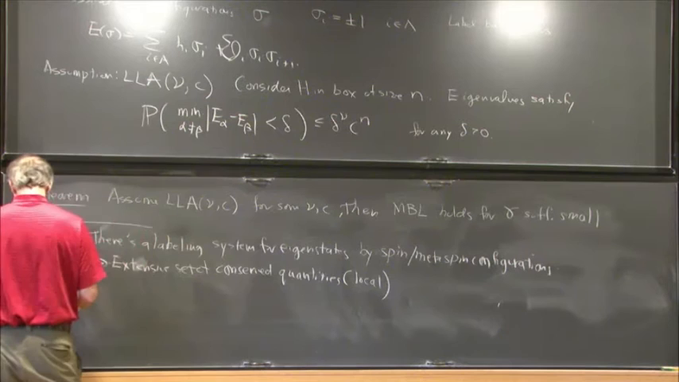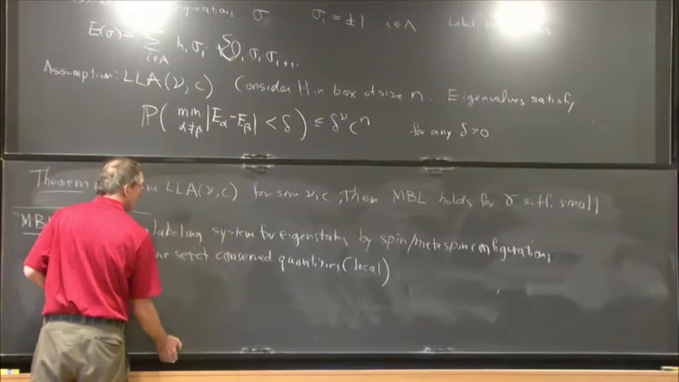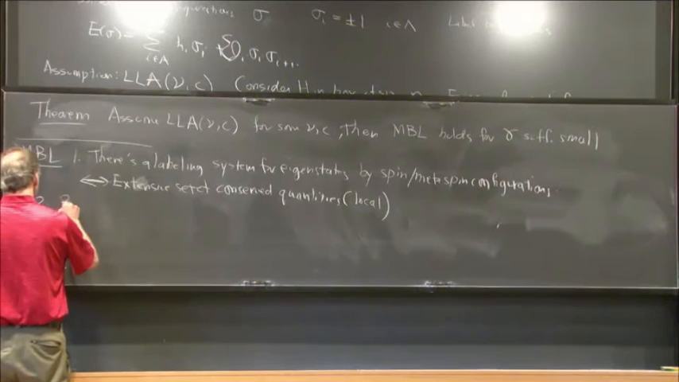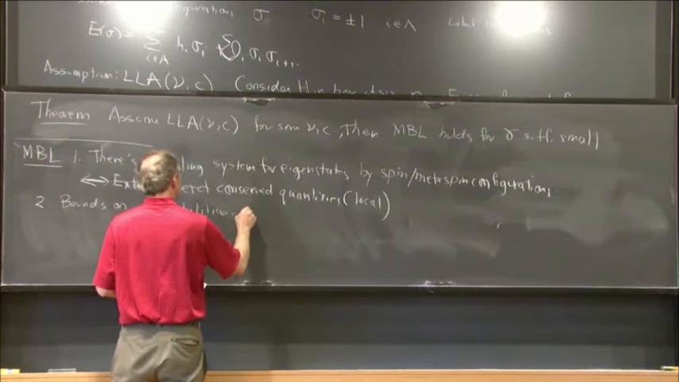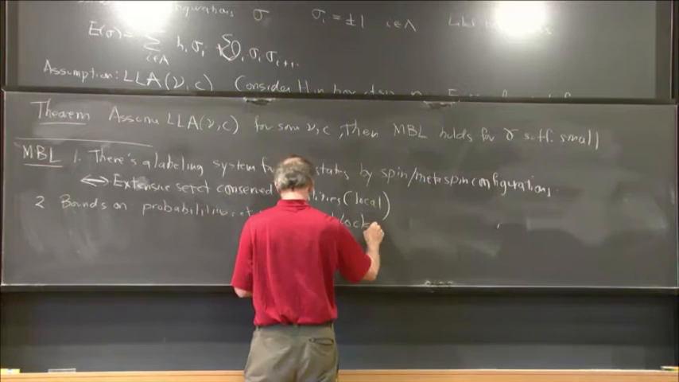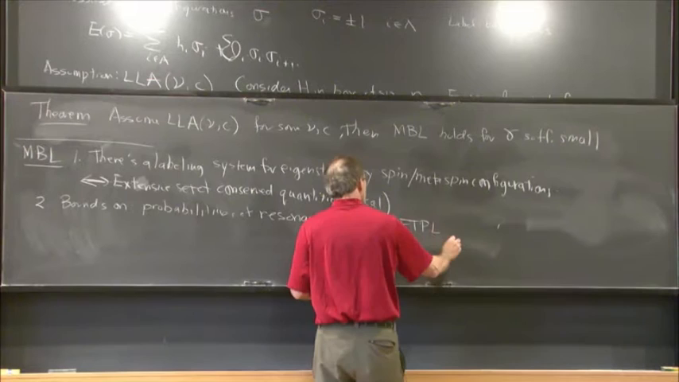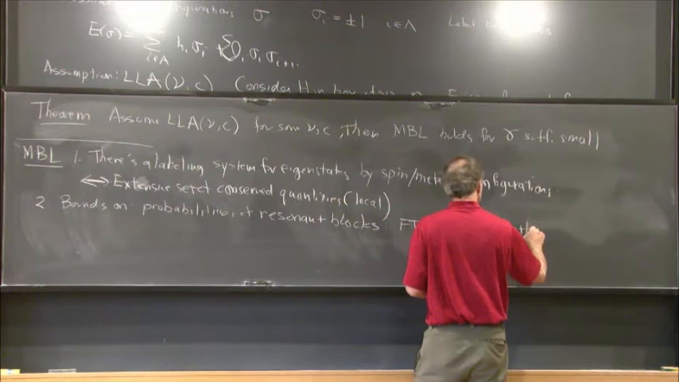All right, so this labeling system wouldn't do us much good if we didn't have some quantitative control going on. So we have to have bounds on probabilities of resonant blocks to start, with faster than power law decay with the diameter of the box.